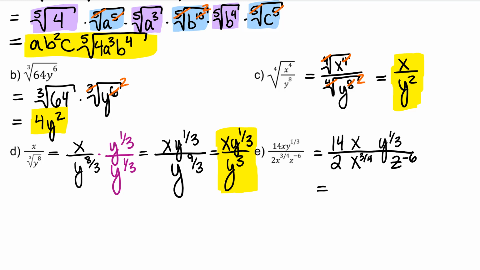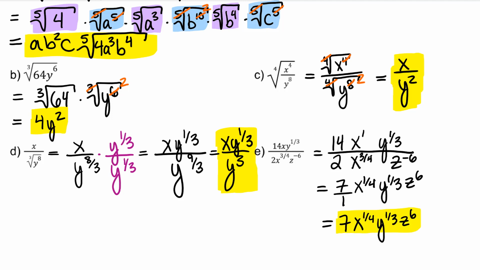For part E, 14 divided by 2 is 7 over 1. X to the 1 divided by x to the 3/4 is x to the 1/4. Y to the 1/3 is still in the numerator, and z to the -6 is z to the 6 in the numerator. Because we no longer have any rational exponents in the denominator, we have fully simplified.